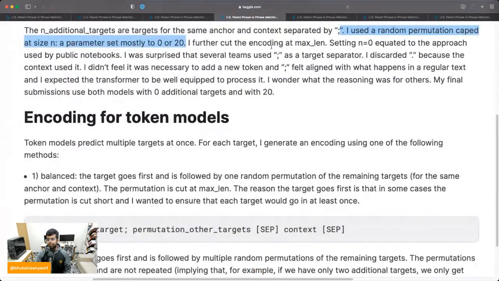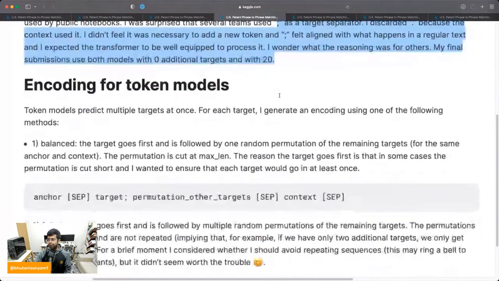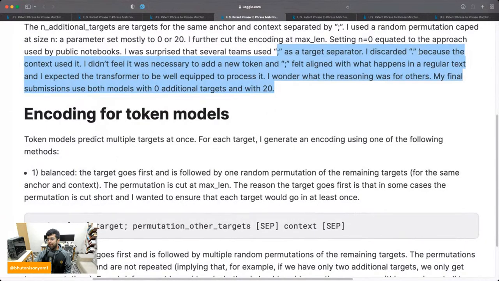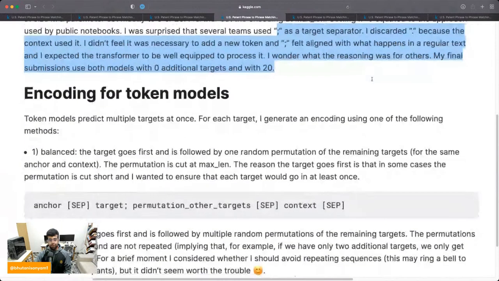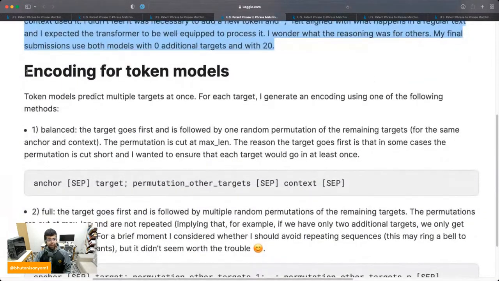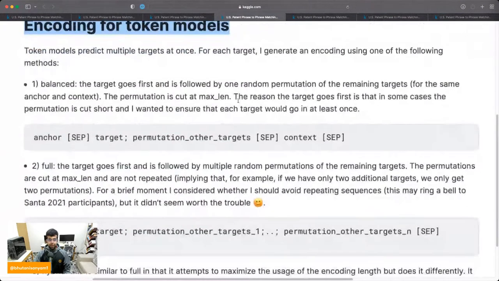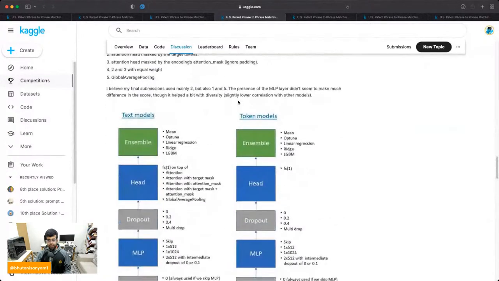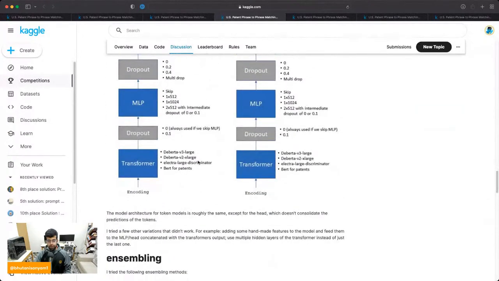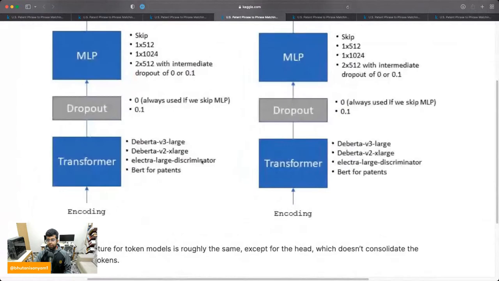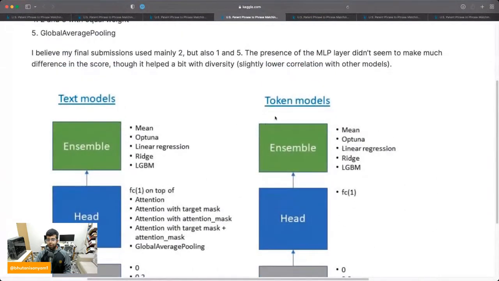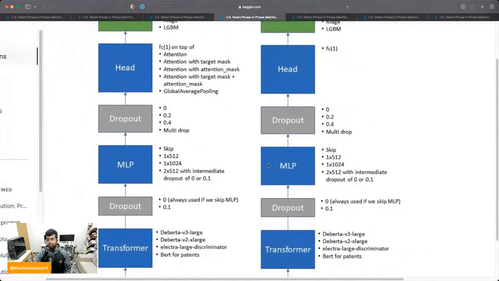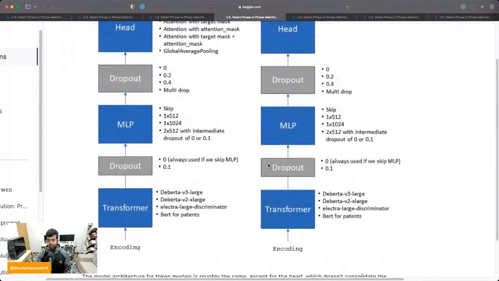I was reading through if this needs to be highlighted. I don't think so. They talk about discarding separators and what was relevant. Encoding for token models. So they'd also use token models. And I think there's a model architecture as well. So there were two approaches of encoding for text models and token models. And both are somewhat similar if you pay attention. Like there's a transformer backbone. And the models are similar across both of these.